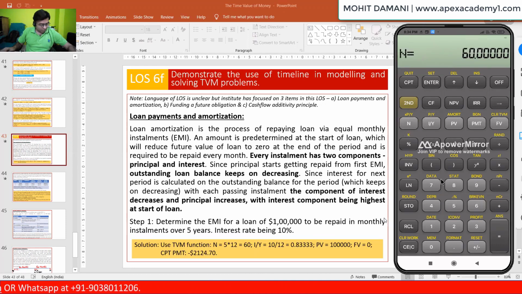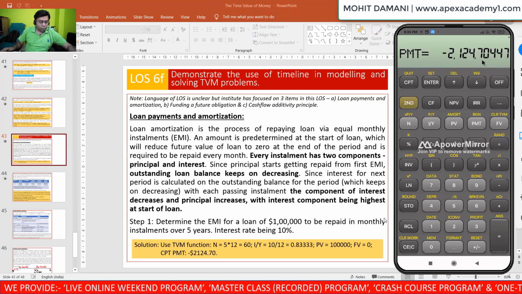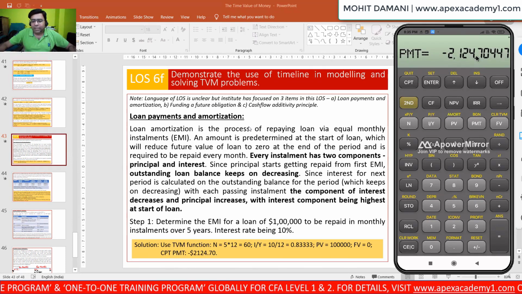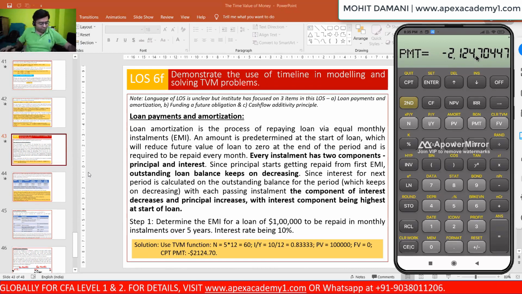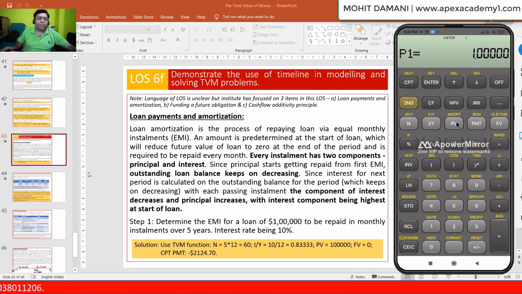60 N, 10 divided by 12 equals I/Y, and then your 100,000. 100,000 is your PV, 0 FV, compute PMT, 2124.70. This is my EMI, that is my monthly installment. Now what I will have to do is click on second and then Amort. Second and then the Amort function. This is the function which will help me.